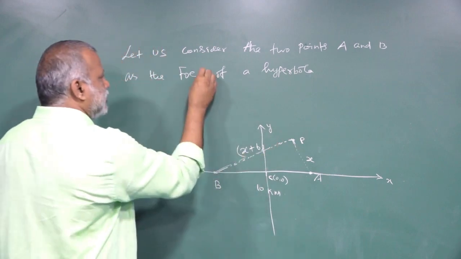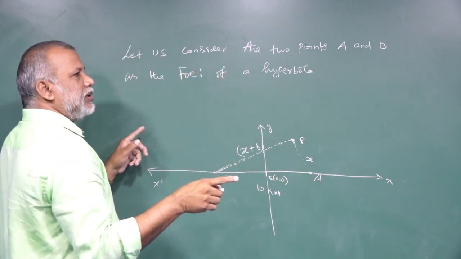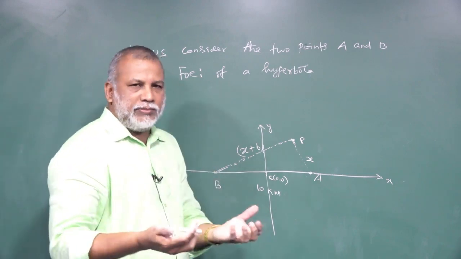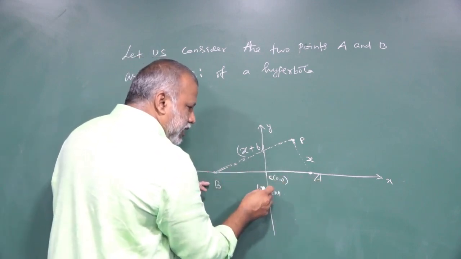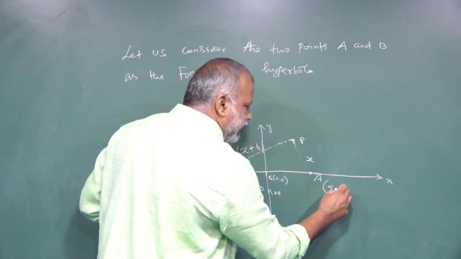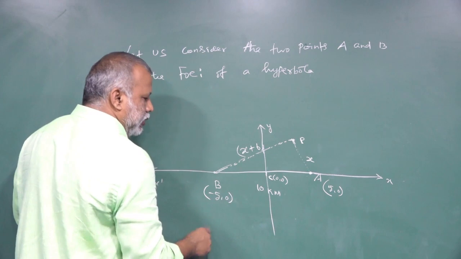Let us consider A and B as the two fixed points. They are considered to be the two foci of the hyperbola. We are using the focal property here. The distance between these two is said to be 10 km. Therefore, the foci must be (5, 0) and (-5, 0).